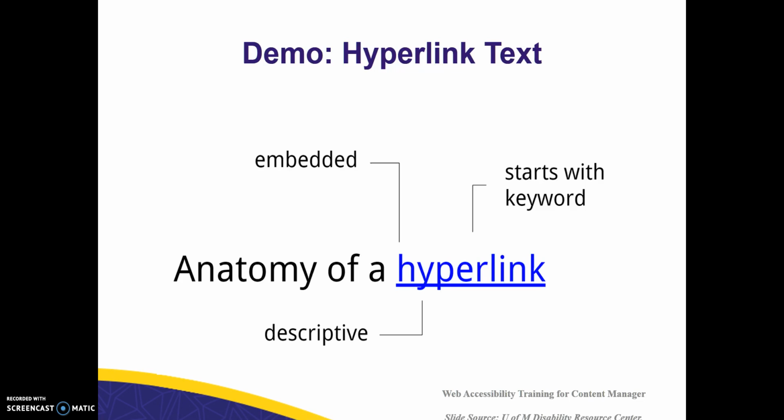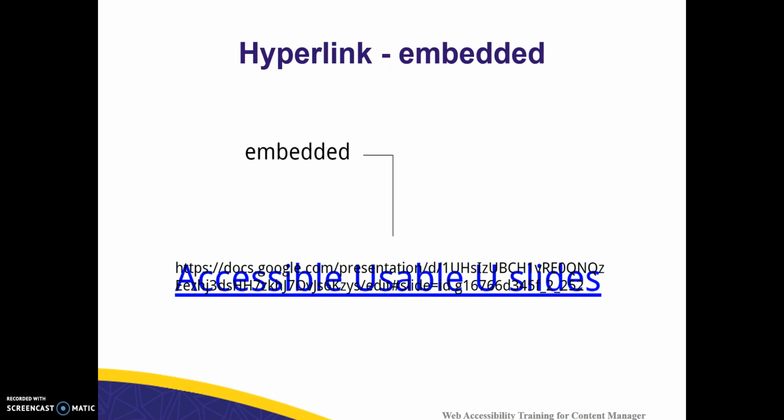Sighted users usually scan pages for links to help them find what they're looking for. People who use screen readers can do the same thing. At the touch of a button, they can pull up a list of all the links on a page. You should embed the hyperlink within other tags.